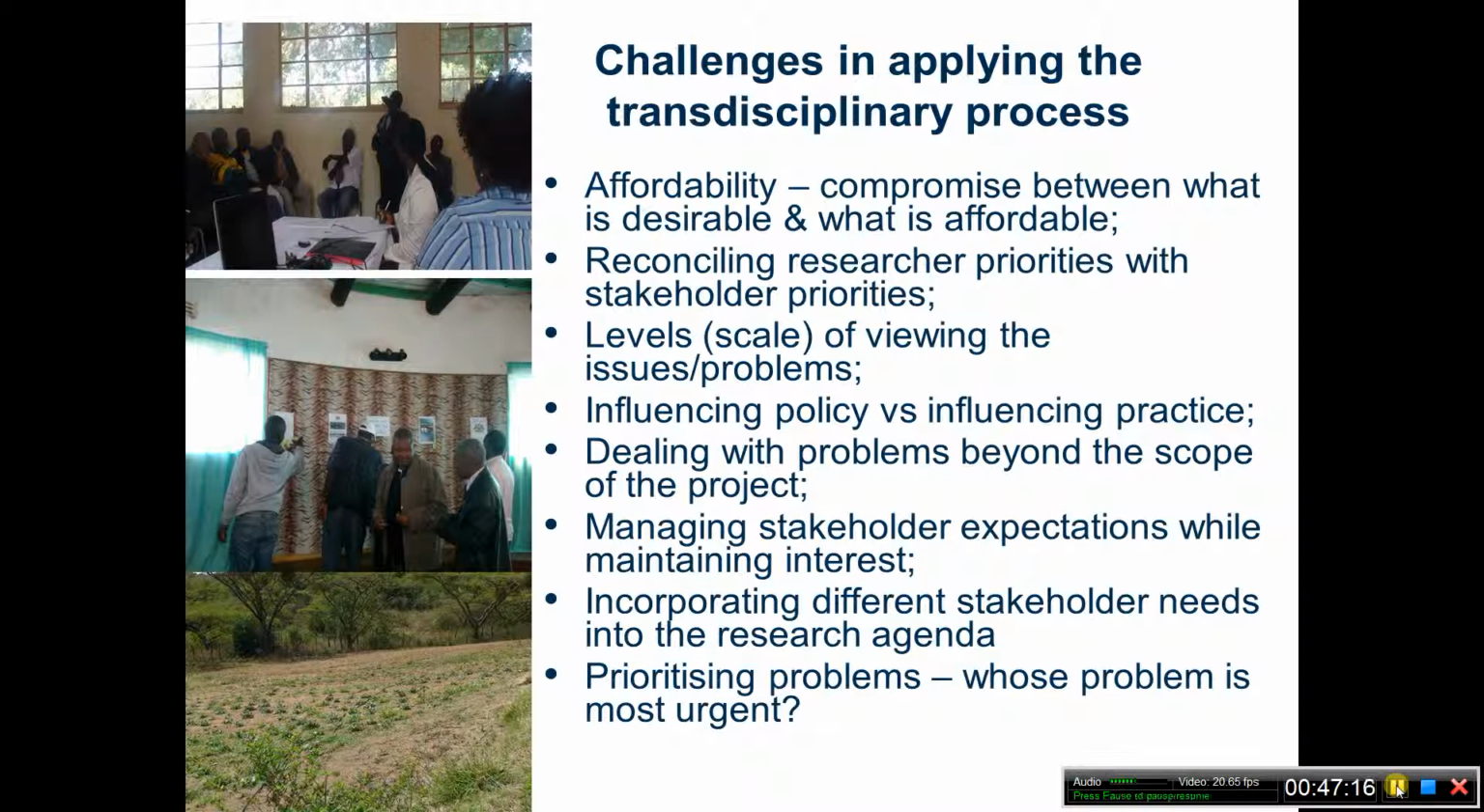And the other problem that we had to grapple with was dealing with problems beyond the scope of the project. During the problem identification in the COPs, farmers kept referring to the problem of accessing finance for agriculture, and they expected the project to address this problem for them. But the mandate of the project was such that it couldn't address financing, because the project couldn't provide agricultural financing.